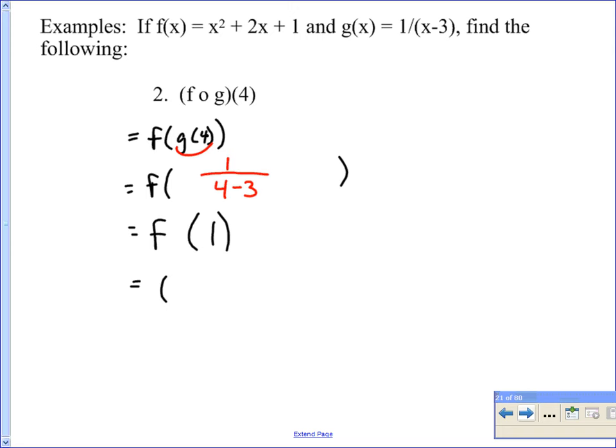I go to my f function, which is x squared plus 2 times x plus 1. And I'm putting in that 1 into the x spots. And then I simplify that, and I get 4.